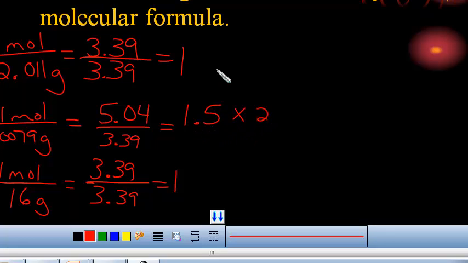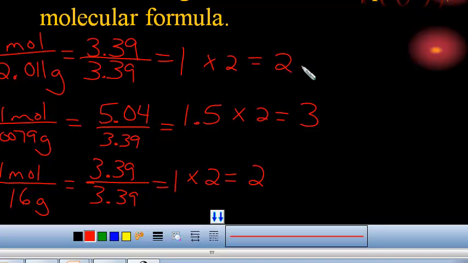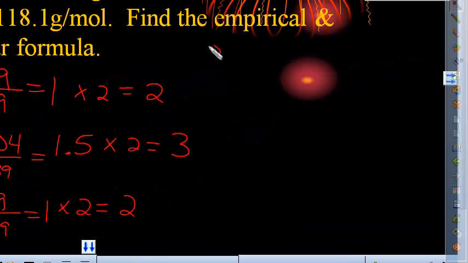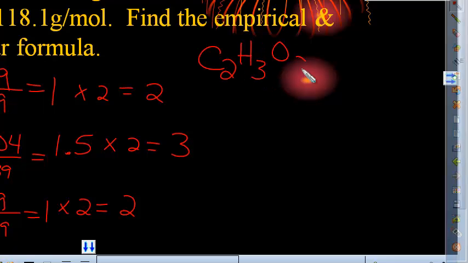So we got to get rid of it. We got to multiply everything by 2. Now, if that was 0.25, we'd be multiplying by 4. And if that was 0.75, we'd be multiplying by 4. And if it was 0.3 or 0.6, we'd be multiplying by 3. Okay, but we'll be practicing those more in class too. All right, so these numbers become your subscripts. So you got C2H3O2. Okay, so this is your empirical formula.